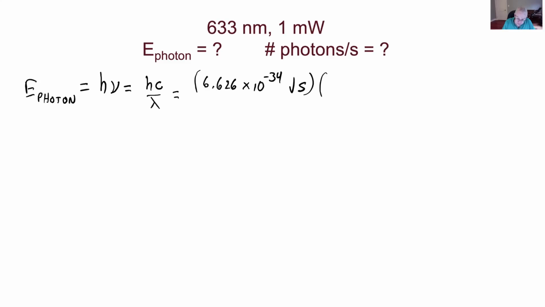C, the speed of light. I said before we could get away for pretty much all of our purposes with 3 times 10 to the 8th meters per second. So let me put that in. Meters, I did not write that.